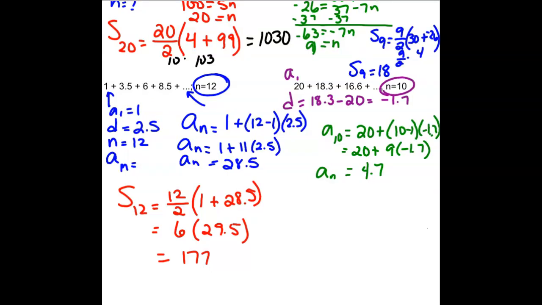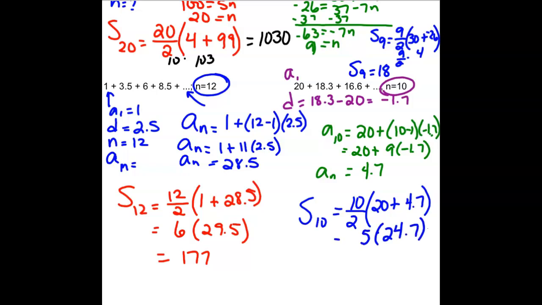So let's find the sum of those 10 numbers. We're going to take those 10 and pair them up. Each pair is equivalent to the first plus the last. All right, so we've got 24.7 times 5, and we end up with 123.5.